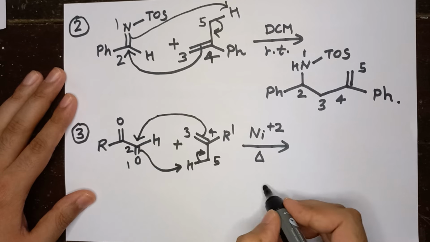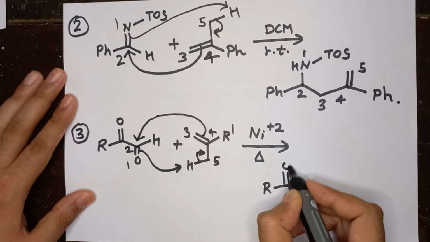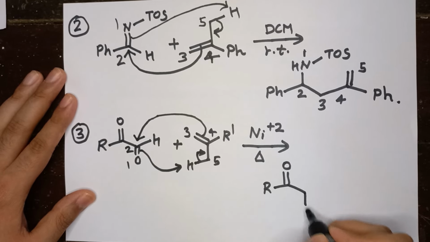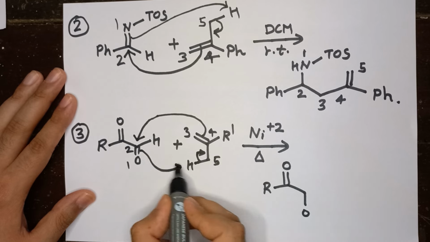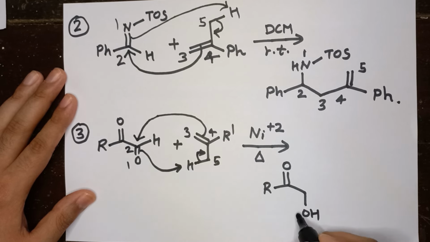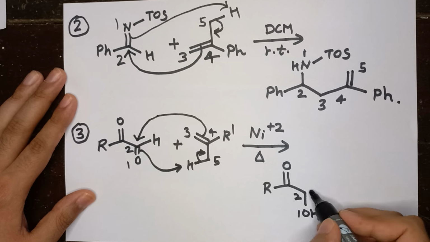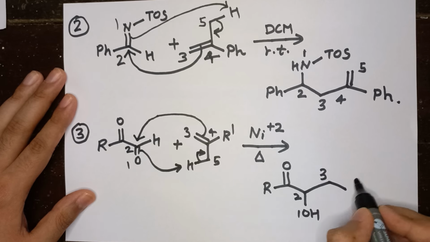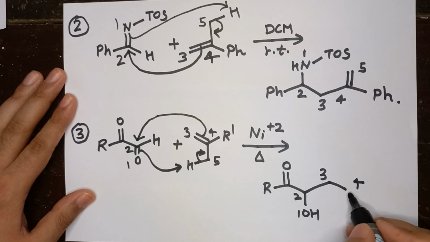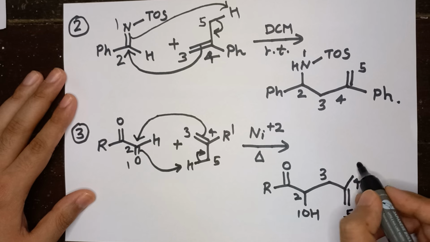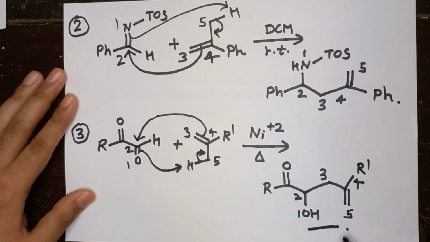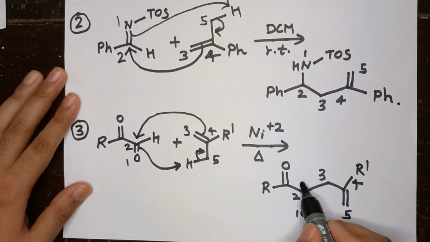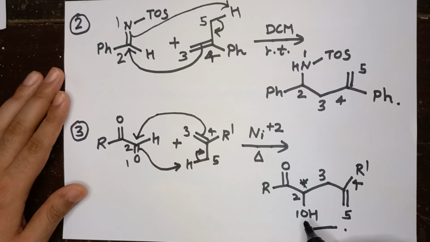So the product will be: this O becomes OH, and that is my 1. We have 2 here. 2 is bonded to 3. 3 is singly bonded with 4. 4 is doubly bonded with 5, and this 4 also contains R1. So this is the product for this reaction, and we have generated a chiral center at this position.